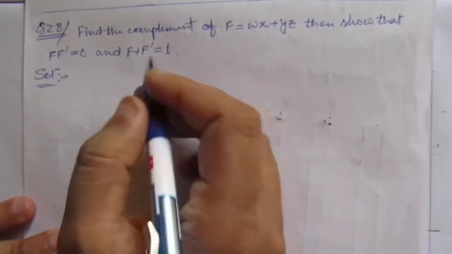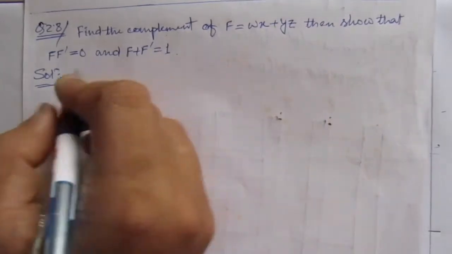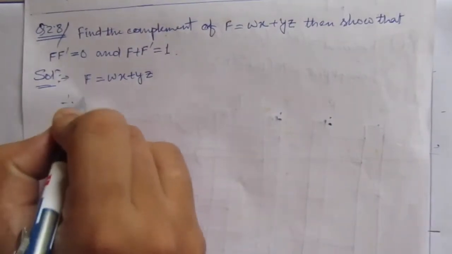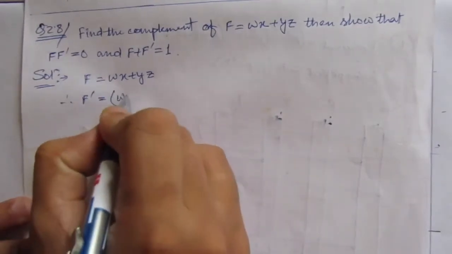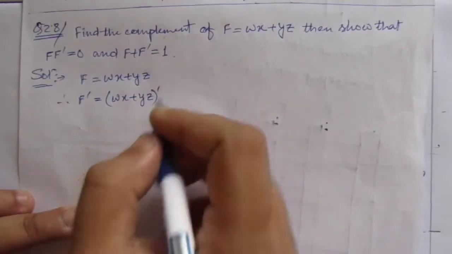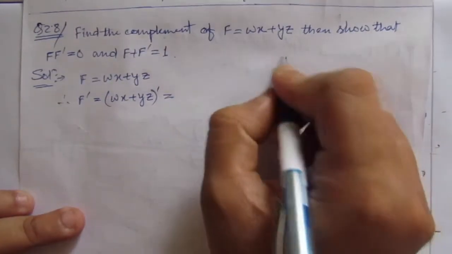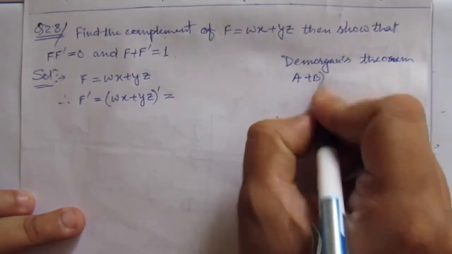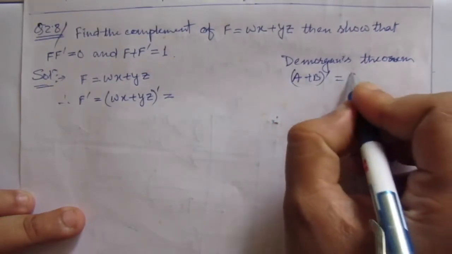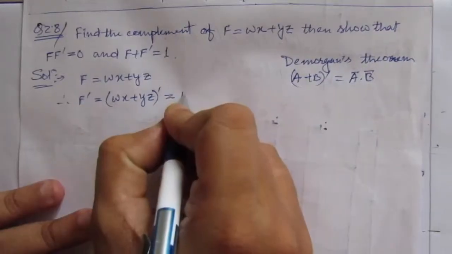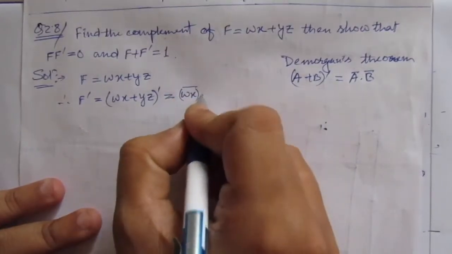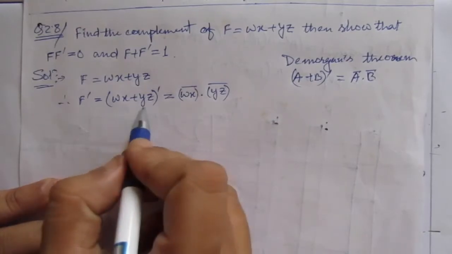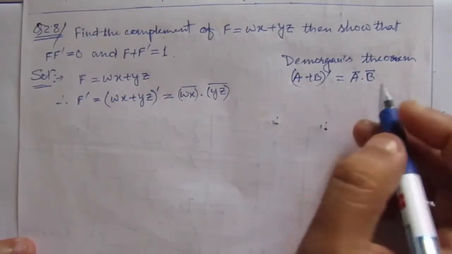So first of all, we have to find the complement of this function. F equal to WX plus YZ, therefore F complement equals (WX plus YZ) complement. So using De Morgan's theorem, which states that (A plus B) whole bar equals A bar dot B bar, here we have considered WX as A and YZ as B. So this is De Morgan's theorem.